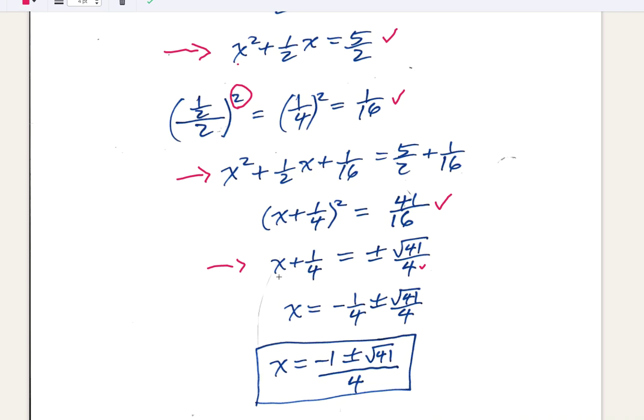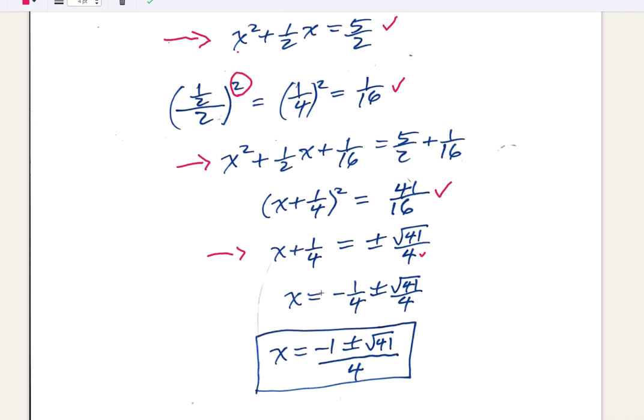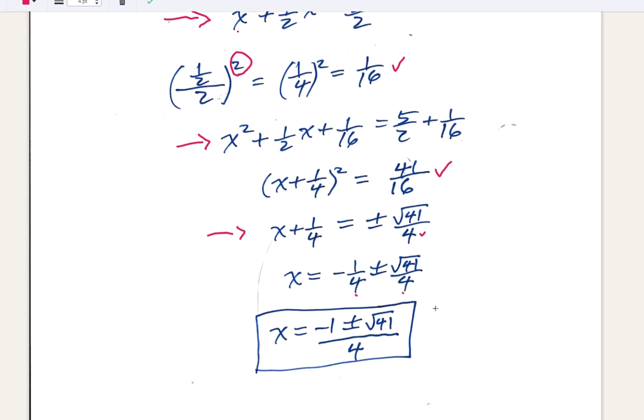Now I need to isolate the x. So I'm going to do what? This is what's typically done here. I'll add a negative 1/4 on each side. Rather than thinking of it as subtracting 1/4, add negative 1/4 on each side. x is negative 1/4 plus or minus the square root of 41 over 4. You notice that these two have a common denominator, so I can write that more compactly as x equals -1 plus or minus the square root of 41 over 4, and those are my two solutions here.